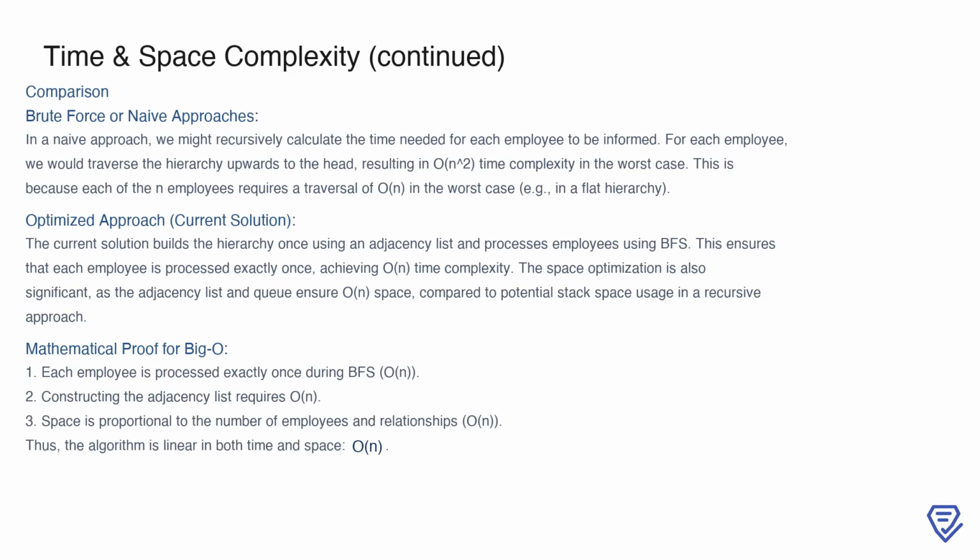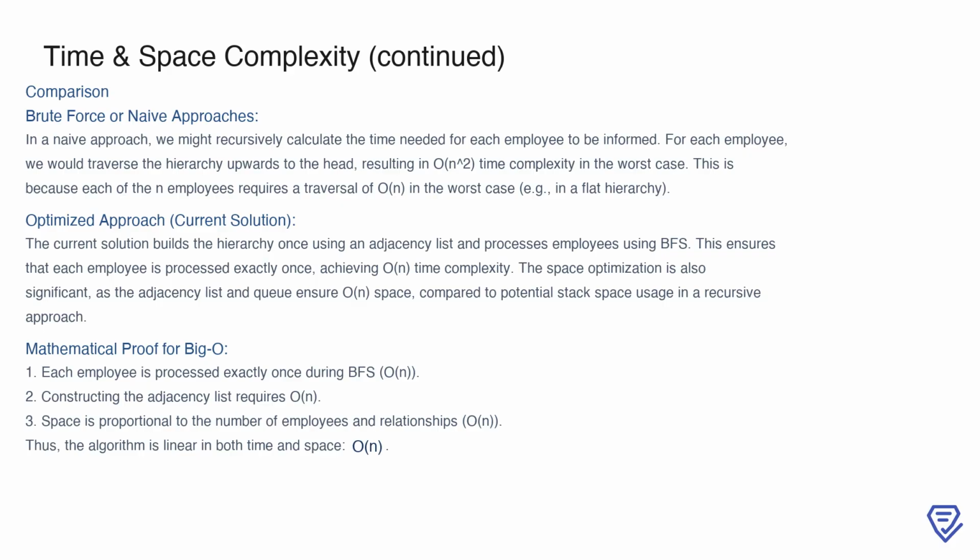To highlight why this solution is optimal, let's compare it to a brute force or naive approach. In a naive solution, we might recursively calculate the time needed for each employee to be informed by traversing the hierarchy upwards to the head for every employee. This would result in a time complexity of O(n squared) in the worst case, as each of the n employees could require a traversal of O(n). For example, in a flat hierarchy, we would effectively repeat the same O(n) traversal for each employee.